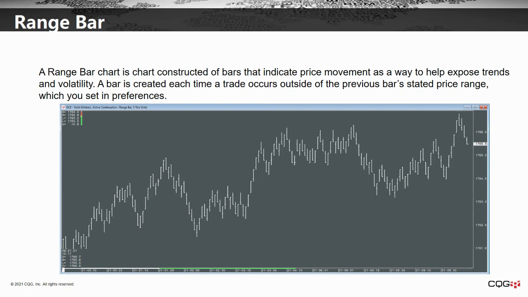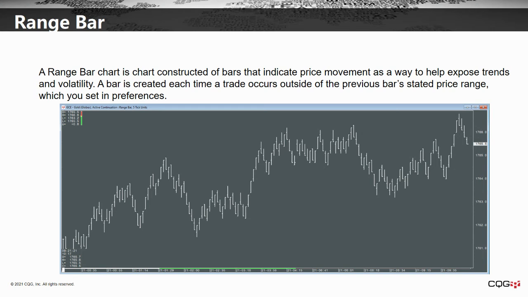The chart we're going to focus on is range bar. A range bar chart is constructed of bars that indicate price movement as a way to help expose trends and volatility. A bar is created each time a trade occurs outside of the previous bar, and the bar range is what you set in the preferences. These characteristics are what make this chart the most linear and tradable of all.